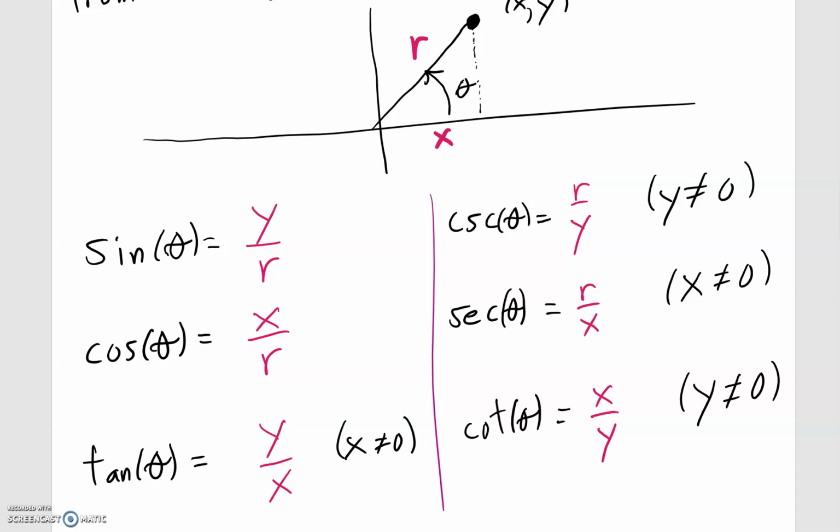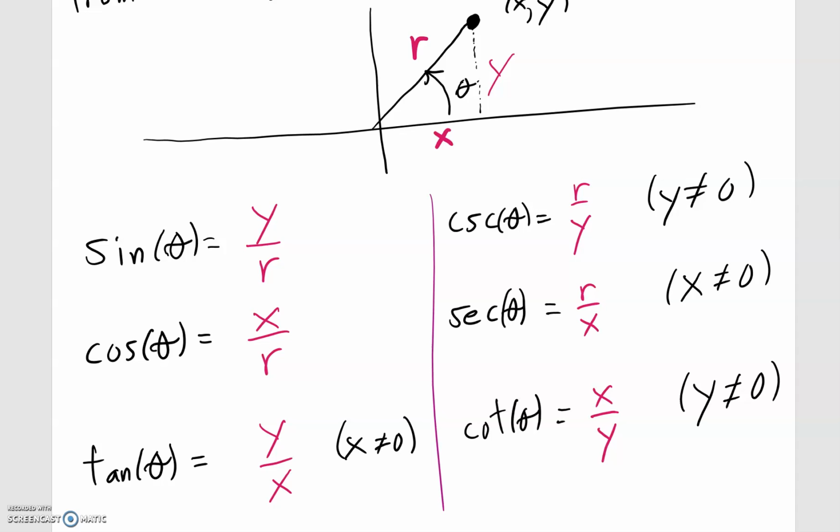So I forgot to label the opposite side of this triangle here. Let me fix that. There we go. Your cosine is still the adjacent over the hypotenuse. Your tangent is the opposite over the adjacent. And on your right, you have your reciprocal functions defined for you there.